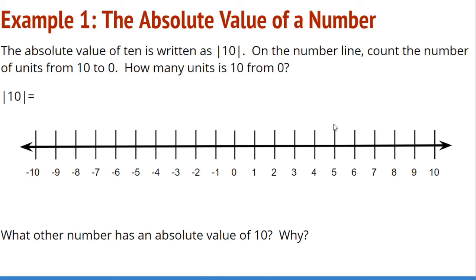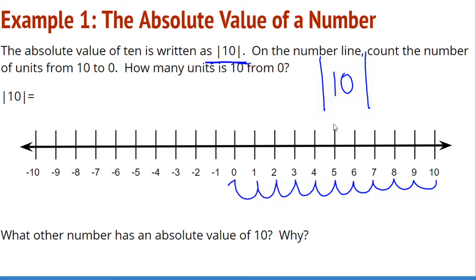Example 1, the absolute value of a number. The absolute value of 10 is written as these vertical bars with 10. So if I have the absolute value of 10, I would write it like that. On the number line, count the number of units from 10 to 0. 1, 2, 3, 4, 5, 6, 7, 8, 9, 10. How many units is it from 10 to 0? It is 10, so I can say the absolute value of 10 is 10 units, or 10.